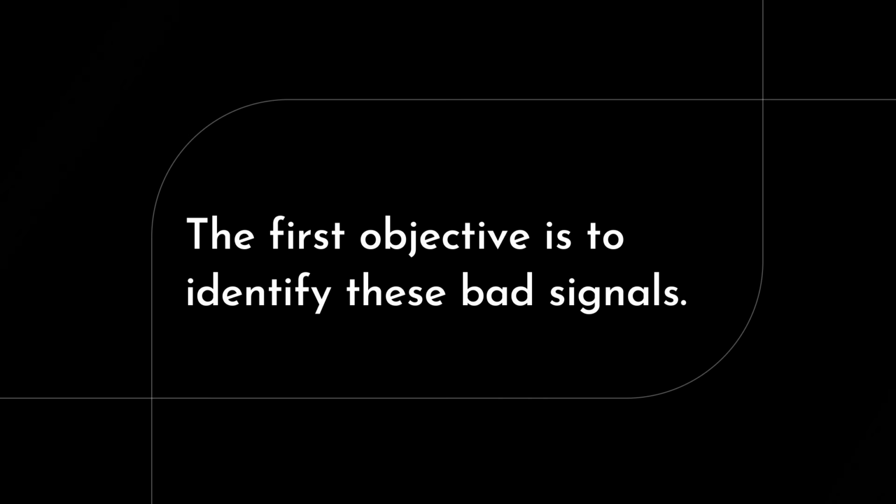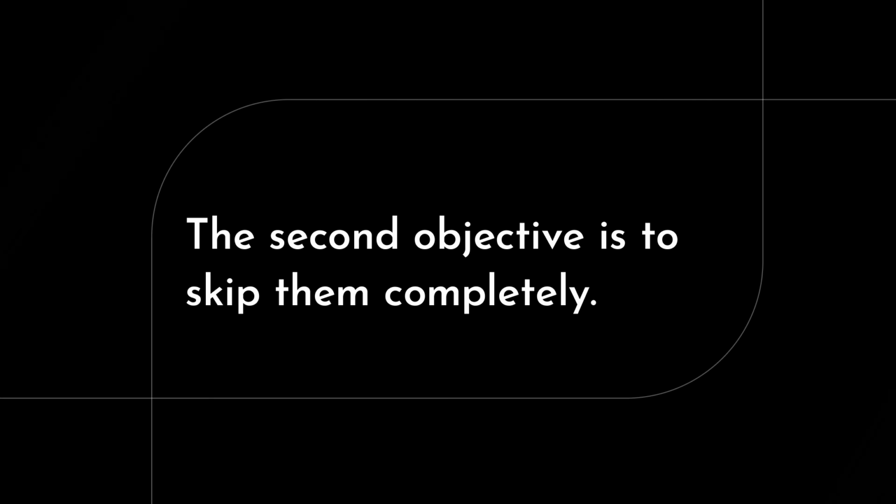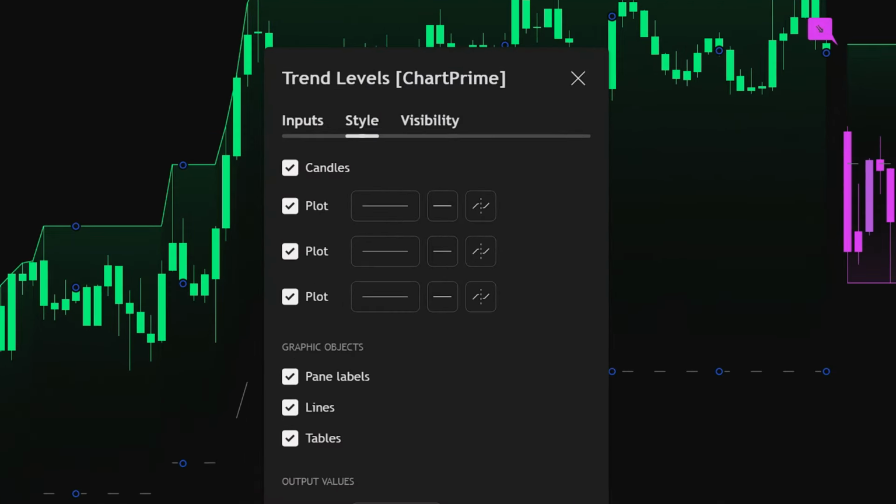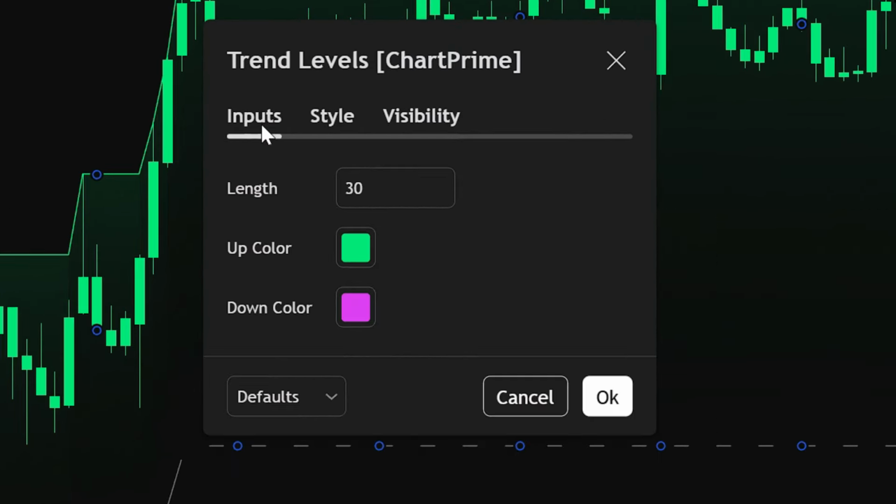So the first objective is to identify those bad trades. And the second objective is to escape them completely. Before adding anything else, we make one simple adjustment. Open the trend level settings and change the length to 27. That's it. This reduces noise and improves structure, but it still doesn't solve the problem entirely. That's why we add a second indicator.